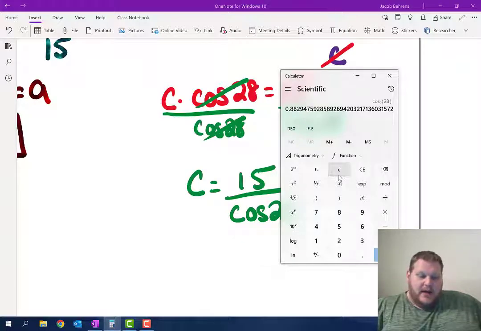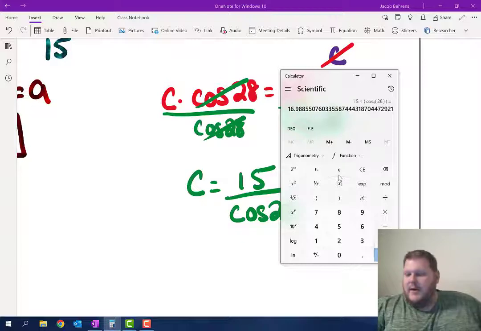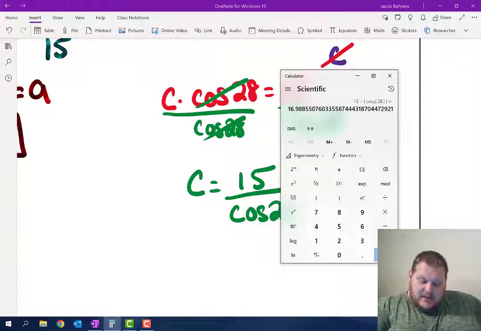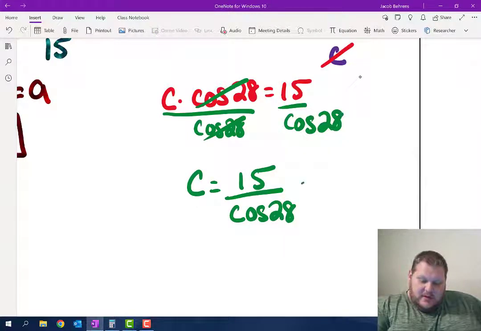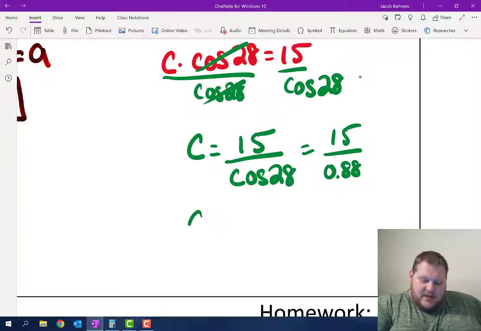So I'm going to do 15 divided by that number. I could do it on my calculator, but again, keeping that same value, 15 divided by the cosine of 28 gives me 16.98855, yada, yada, yada. So 16.99 is my end value, because this was 15 divided by 0.88, yada, yada, yada. So C ends up being 16.99.